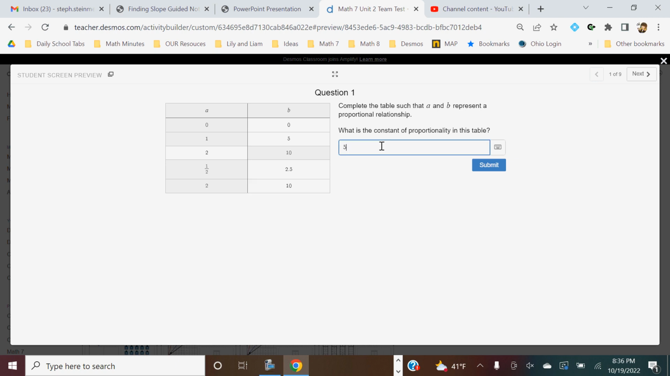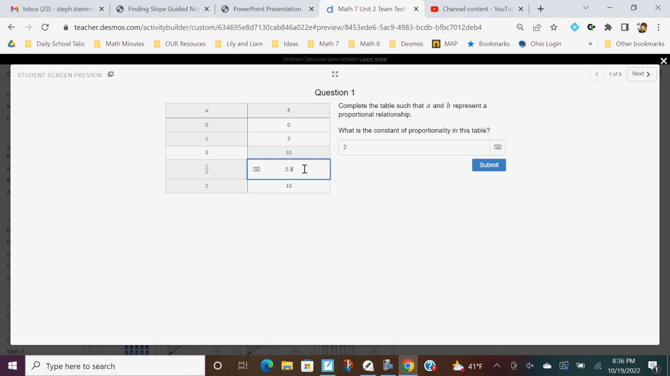Another constant of proportionality I could have chosen was, several kids chose 2. So that means that 2 times 1 is 2. 5 times 2 is 10. Half of 2 is 1, and 2 times 2 is 4. Any of these could have been the correct answer.